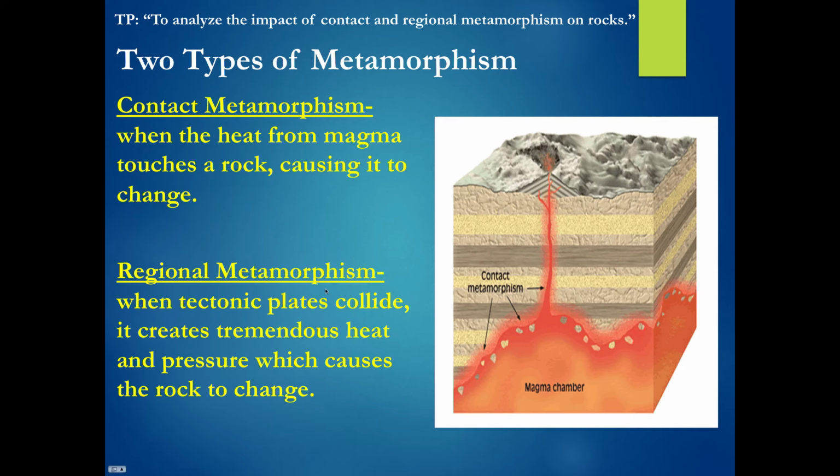For regional metamorphism, when tectonic plates collide, it creates tremendous heat and pressure which causes the rock to change. We will learn more about plate tectonics in the next unit after this. But when plates do collide, it's called convergent plate boundaries. And at those boundaries, you would have a lot of heat and pressure building up, and parent rocks or pre-existing rocks can change into metamorphic rocks.